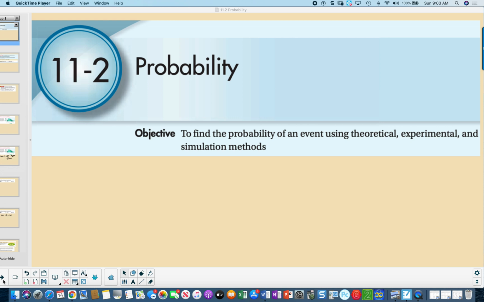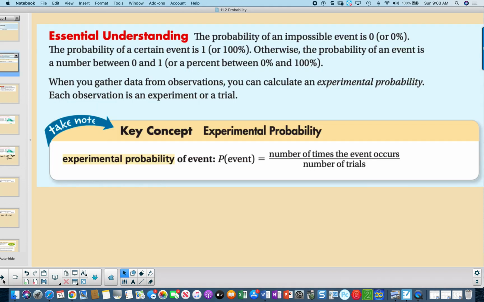3-2, probability, to find the probability of an event using theoretical or experimental methods. Let's understand probability. The probability of an impossible event is 0, or 0%. The probability of a certain event is 1, or 100%. Otherwise, the probability of an event is a number between 0 and 1, and that number can be a fraction, a decimal, or a percent.